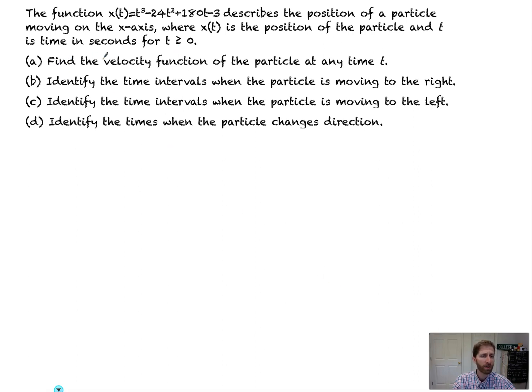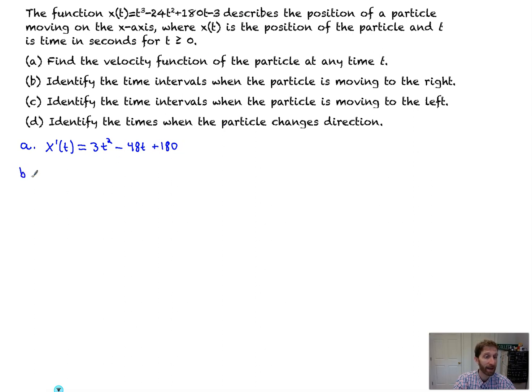All right. It says find the velocity function of the particle at any time t. We know from our prior studies that the velocity function is the derivative of x of t. So I've got x prime of t, and you could say that that's equal to v of t. Just never write down v of t without writing x prime, because you want to communicate you understand the derivative is velocity. So x prime of t is equal to 3t squared minus 48t plus 180. And then the 3 completely goes away. So that's our velocity function.